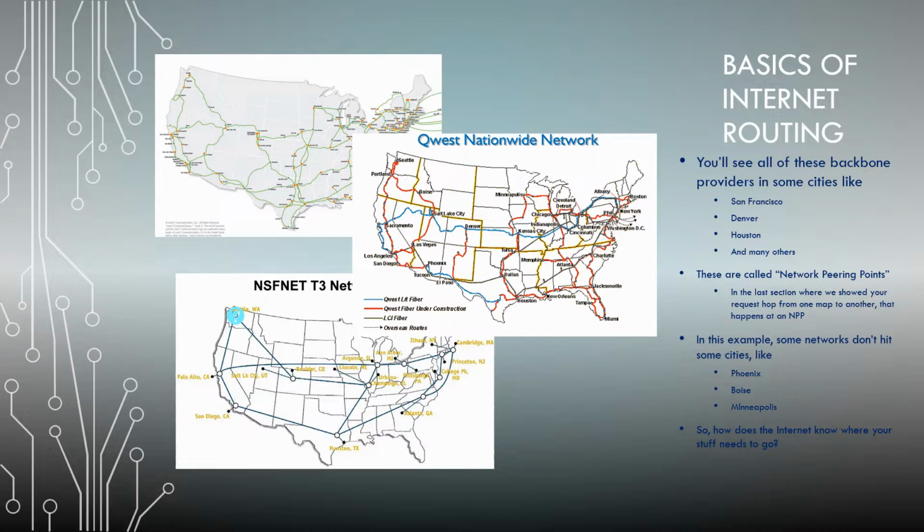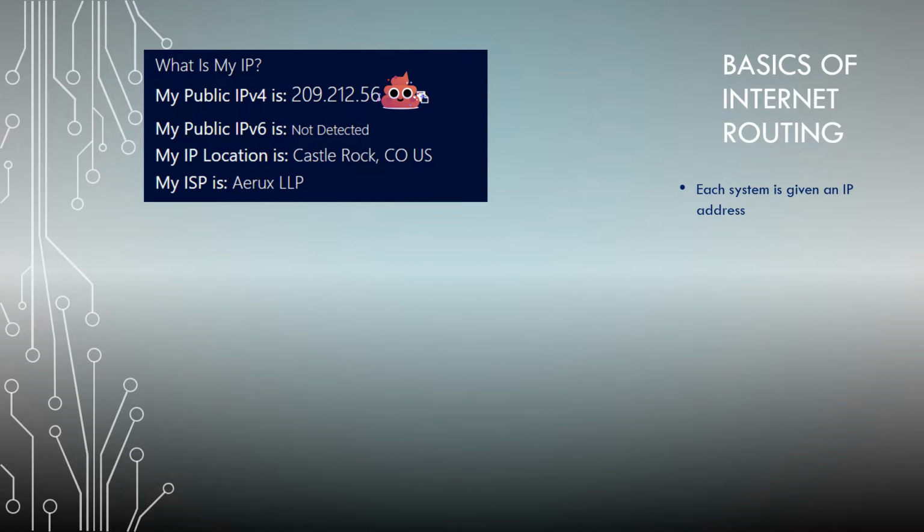So how does the internet know where your stuff needs to go? Okay, this is my IP address. You can go to a website called whatismyip.com and it'll tell you your IP address. In this case, mine is 209.212.56. I covered it up just because I'm trying to be a little bit private. My IP location is Castle Rock, which is not completely true. My ISP is Arix LLP. As it turns out, Arix LLP actually services a lot of the IP addresses, a lot of the smaller networks for Comcast, since Comcast is a big nationwide company.